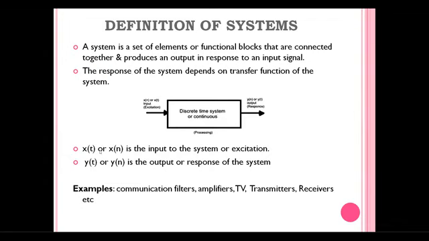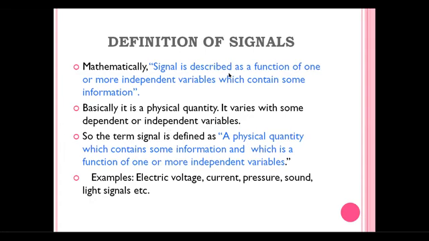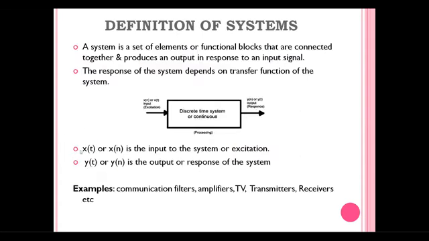In this diagram, we have x of t and x of n. We are giving two kinds of input: one is x of n, another is x of t. What is x of t? It is a continuous time input. A continuous input is always described as x of t, that is, the function x varies with respect to the continuous time variable t. The discrete input is always written as x of n. In order to differentiate a continuous time signal from a discrete signal, we use the variable t for continuous and n for discrete.